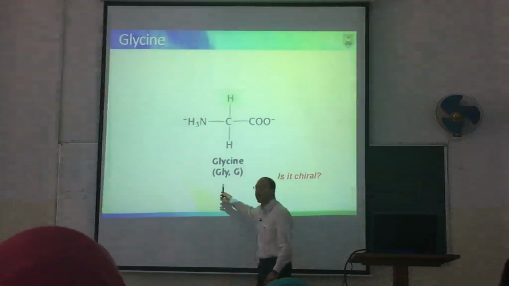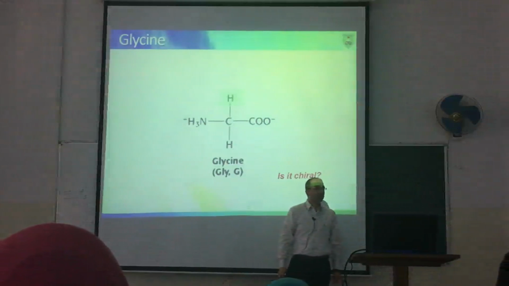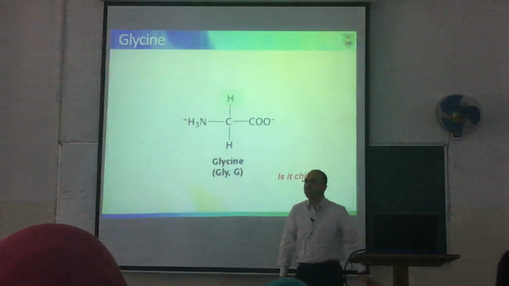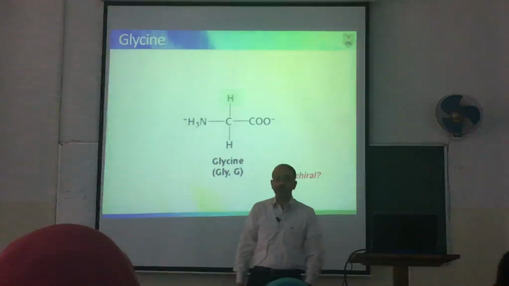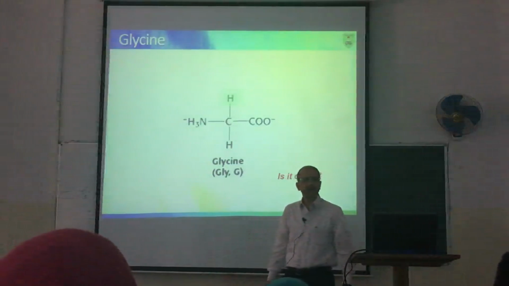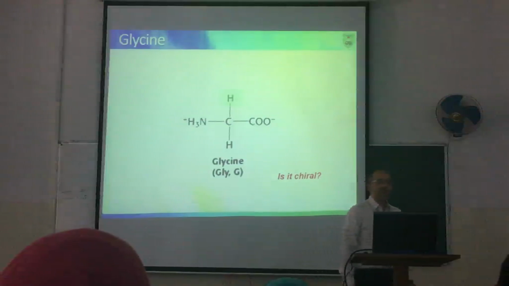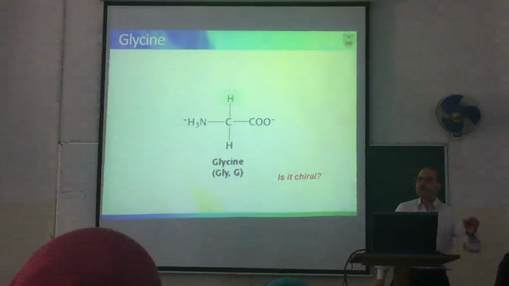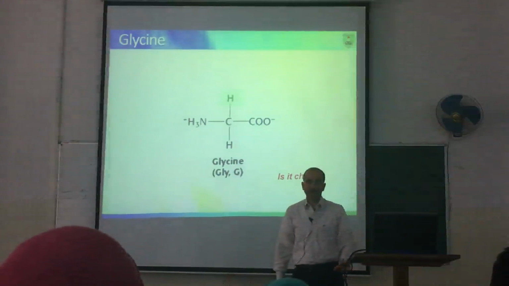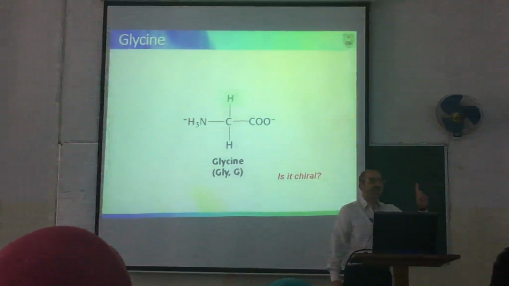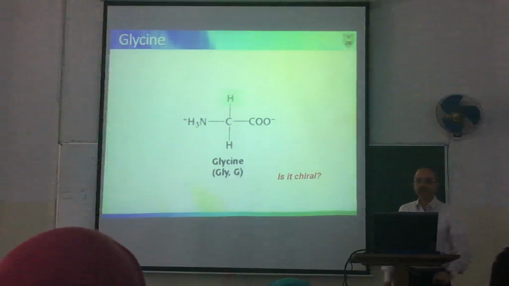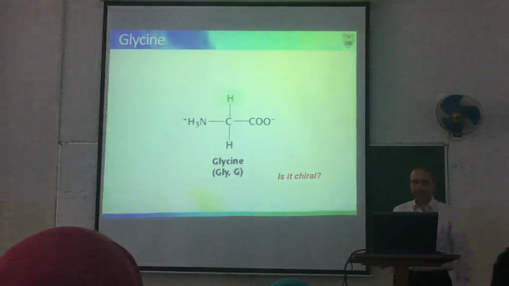Abbreviation Gly, G-L-Y. Simple. This is the smallest amino acid. Its R group has just hydrogen. Is it chiral? No, it's not. It's the only amino acid that is not chiral. All the other amino acids are chiral. So the first one is glycine, abbreviation Gly, the R group is hydrogen, and it is the only achiral amino acid.